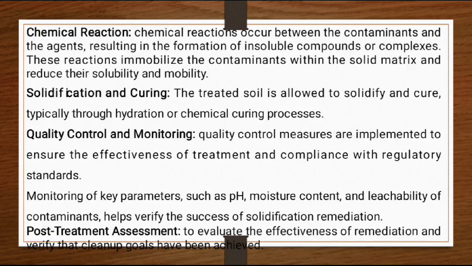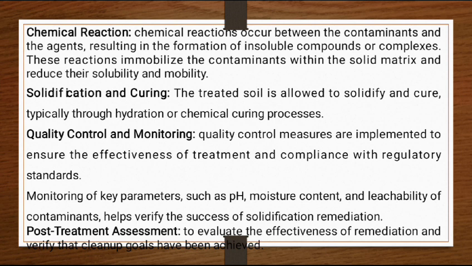And after this, the chemical reactions take place between the contaminants and the agents, resulting in the formation of insoluble compounds or complexes. These reactions immobilize the contaminants within the solid matrix and reduce the solubility and mobility. And after that, solidification and curing, we have to go for the curing process. The treated soil is allowed to solidify and cure, typically through hydration or chemical curing processes.